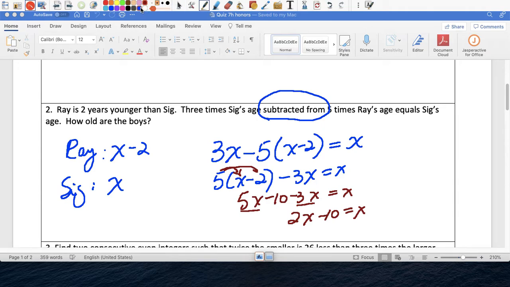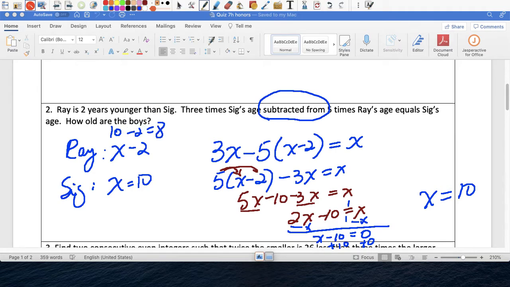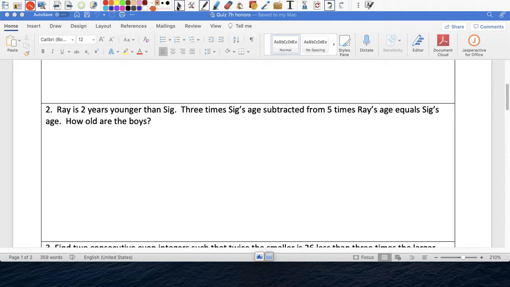We have variables on both sides, so let's get rid of one of them. Minus x on this side, minus x on this side. And I get x minus 10 equals 0. If I add 10 to both sides, I get x equals 10. So that makes Sig 10 years old and Ray 10 minus 2, he becomes 8. So be careful with the subtracted from.